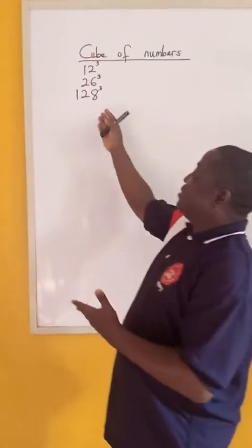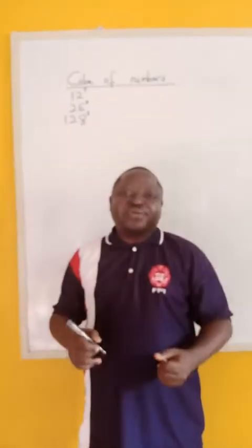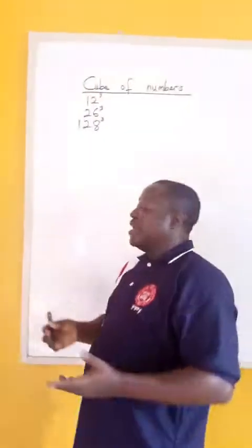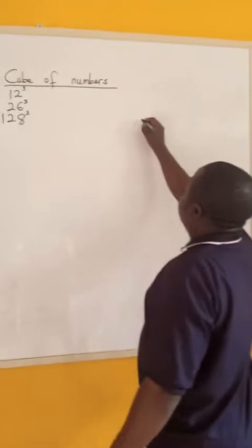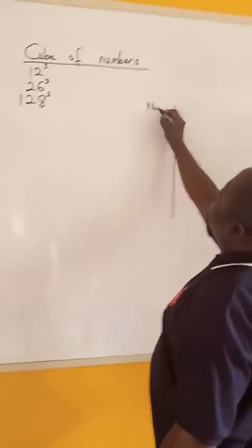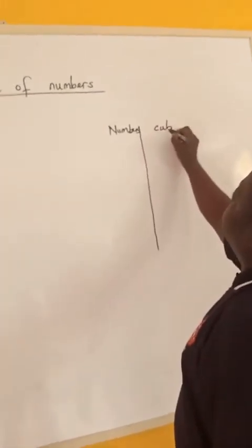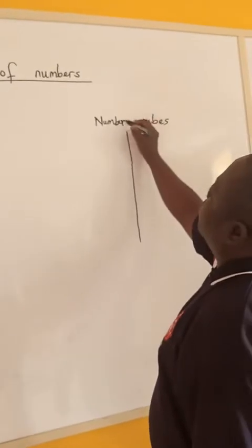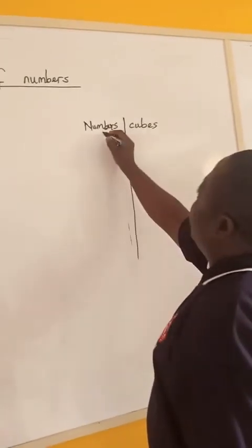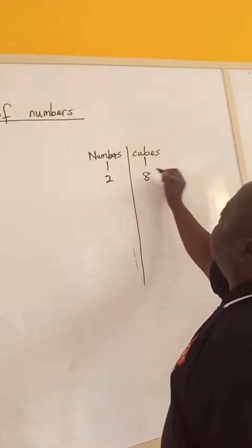So before we start this, we need to be familiar with cubes of numbers 1 to 10. So now let's do that. Let's familiarize ourselves with it again. Numbers and their cubes. So cube of 1 is 1. Cube of 2 is 8.